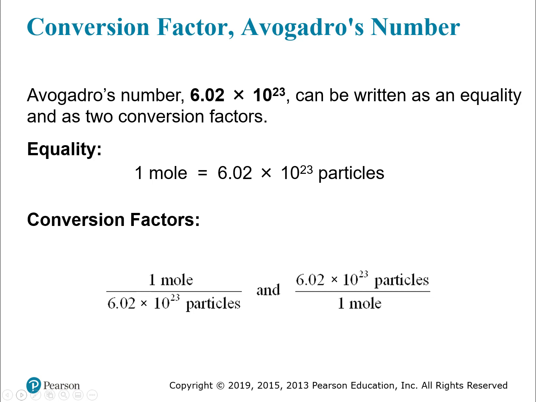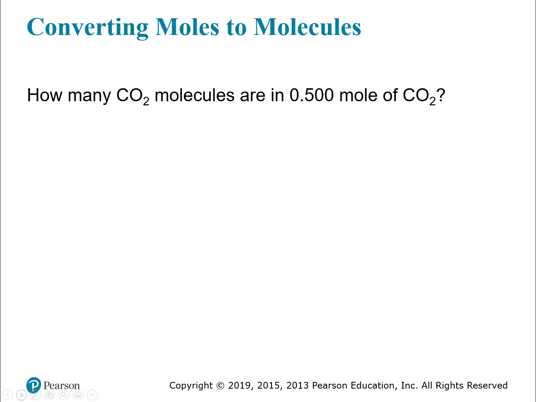Okay. If our equality is 1 mole is equal to 6.02 times 10 to the 23rd particles, then we can write two conversion factors. 1 mole over Avogadro's number, and then Avogadro's number over 1 mole. Those are our two conversion factors. Here's an example of how to use Avogadro's number. How many carbon dioxide molecules are in 0.5 moles of carbon dioxide?